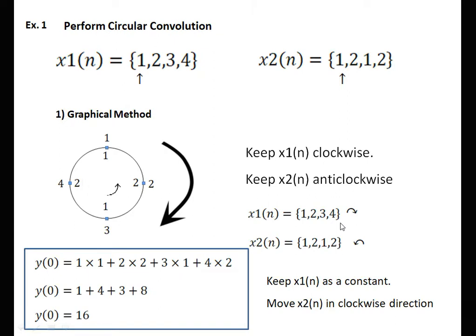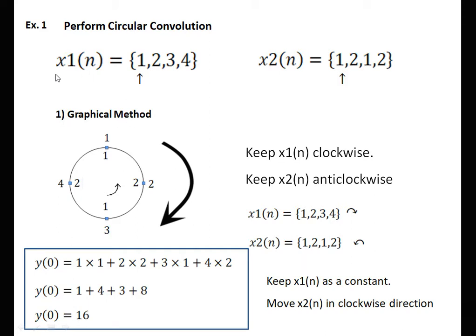Now we will see the problems on circular convolution by 4 methods: graphical, tabular, matrix and summation method. Let us see the first problem. x1 of n is 1 2 3 4, x2 of n is 1 2 1 2. Now the length of the signals is the same, so we can directly go for the convolution, and here the signal starts at this location. First we will see the graphical method.